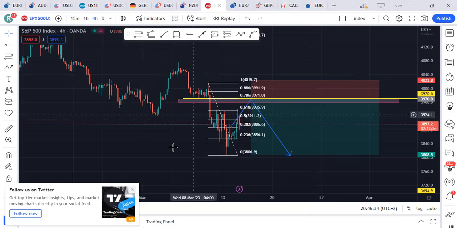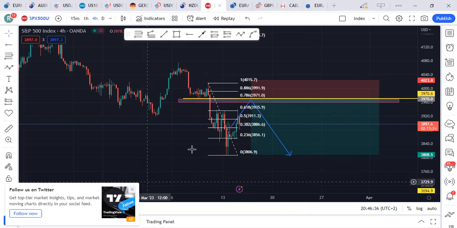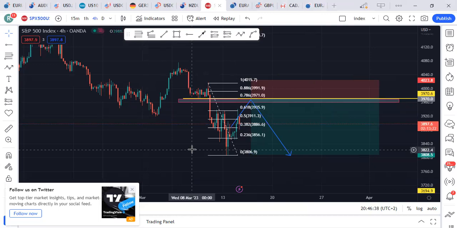Other than that, it is going to be a beautiful week, guys. We've just had the NFP last week, expecting a lot more of the movement this week.